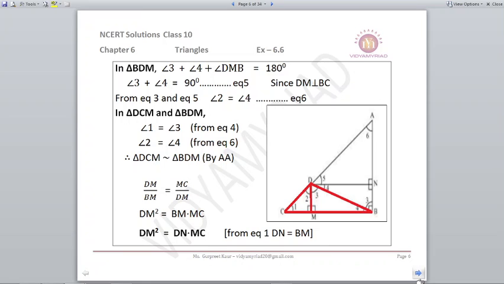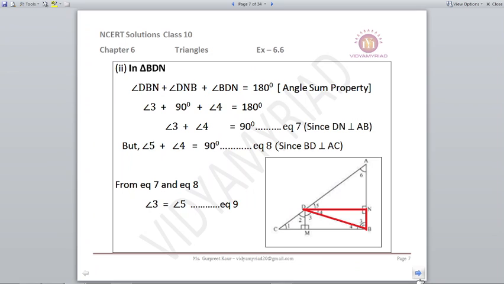Now in the question we don't want BM. What is BM? BM is equal to DN. We have just proved that in equation number 1 earlier. So we will just replace it and we can rewrite it as DM square is equal to DN into MC. Hence we have proved part 1.